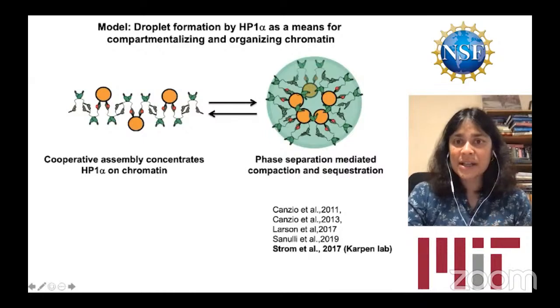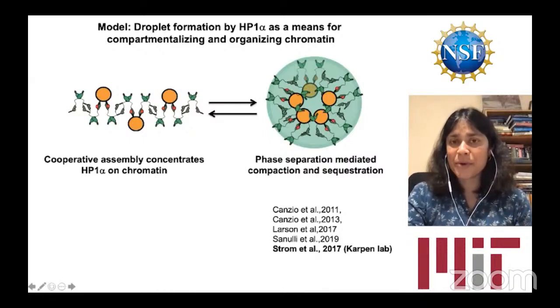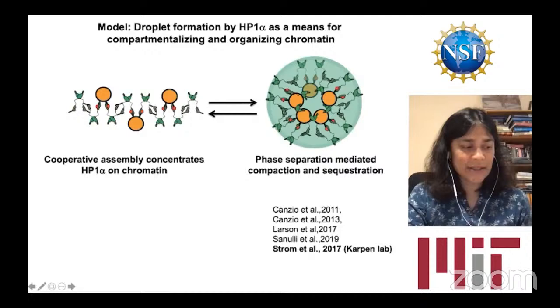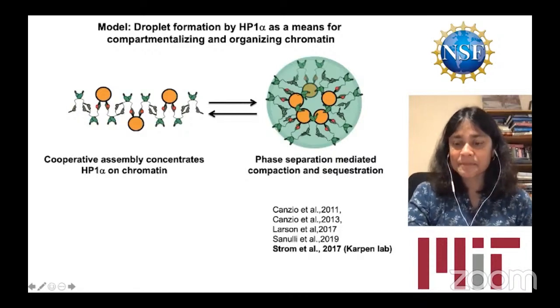I also want to mention that our discovery of phase separation of HP1 molecules happened in parallel with similar findings from the Karpen lab.